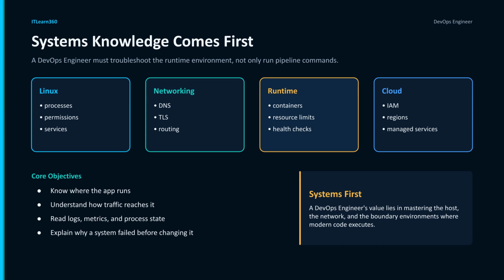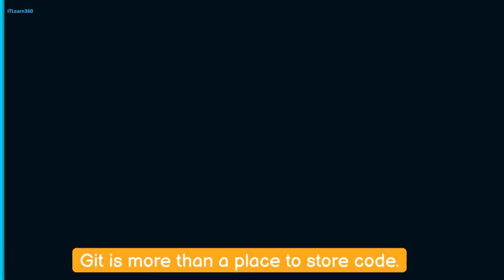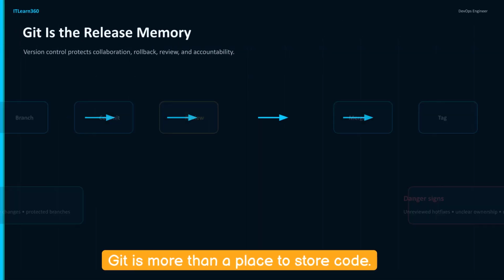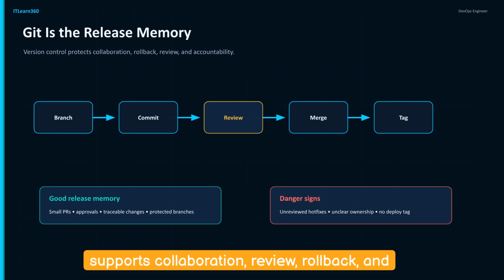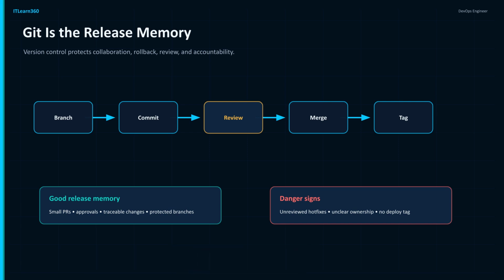Once the environment is understandable, Git becomes the record that tells us exactly which code and configuration changes entered the release. Git is more than a place to store code. It provides the release history that supports collaboration, review, rollback, and accountability. A healthy flow uses small changes, pull request review, protected branches, clear ownership, and tags that identify what was released. Danger signs include unreviewed hotfixes, unclear branch ownership, and deployments that cannot be tied back to a commit.